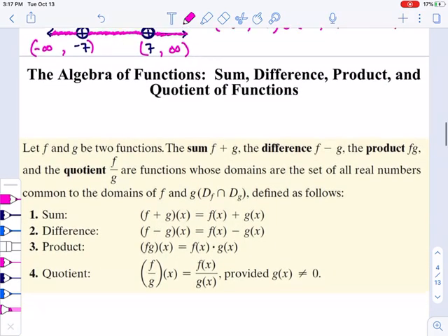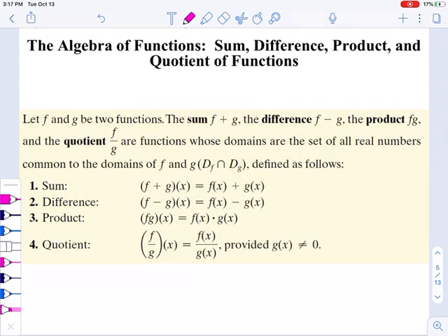The next piece talks about the algebra of functions. So sum, difference, product, and quotient of functions. What happens when we add, subtract, multiply, and divide functions together? So it says let f and g be two functions.